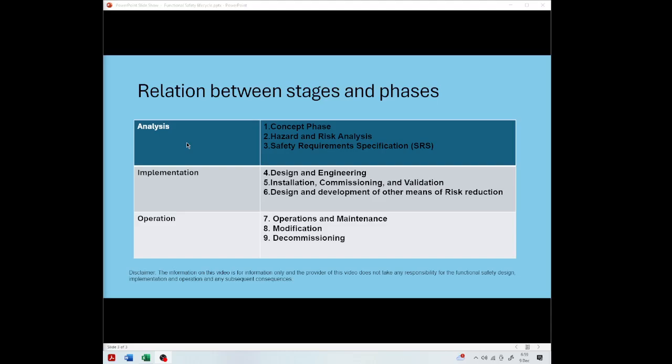And the next phase is operation phase. Basically, in this stage, we are operating the SIS system. The system is up and running. This includes the key stage of operation and maintenance, which is basically in this stage we use the safety system.